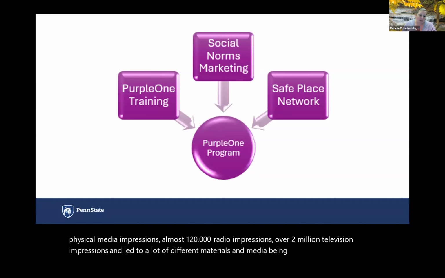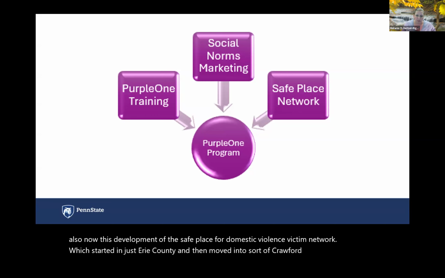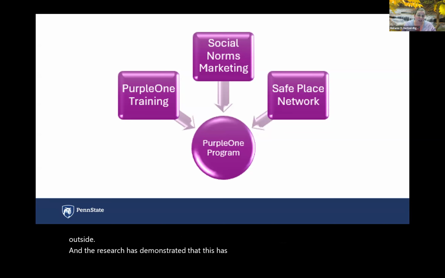And there's also now this development of the Safe Place for Domestic Violence Victim Network, which started in just Erie County and then moved into sort of Crawford, Venango, a little bit outside. And the research has demonstrated that this has been effective by seeing an increase of up to 200% of referrals.